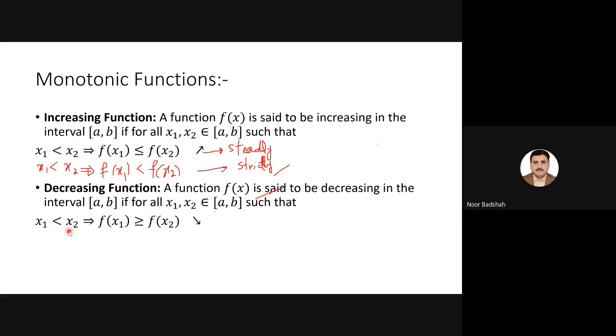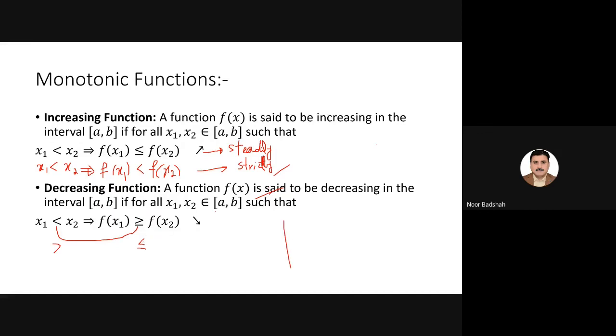x1 is less than x2 implies f of x1 is greater than or equal to f of x2. Or we say x1 is greater than x2 implies f of x1 is less than or equal to f of x2. These two symbols will be different. If this is smaller, this will be greater. If this is greater, this becomes smaller accordingly. If you talk about steadily, we have greater or equal, less or equal. But if you talk about strictly, in that case, we'll have greater only or smaller only.